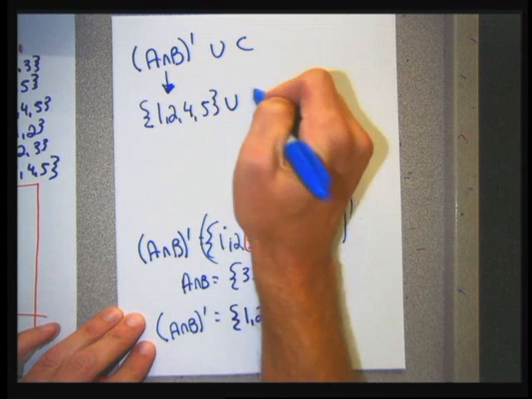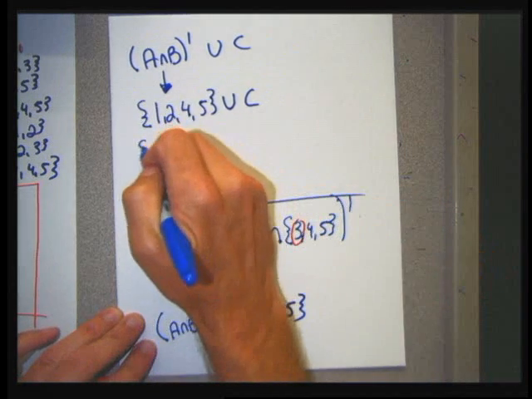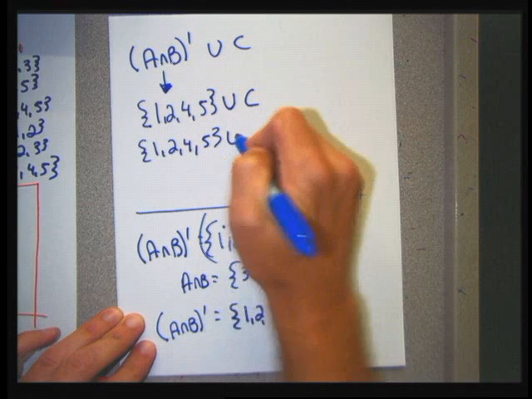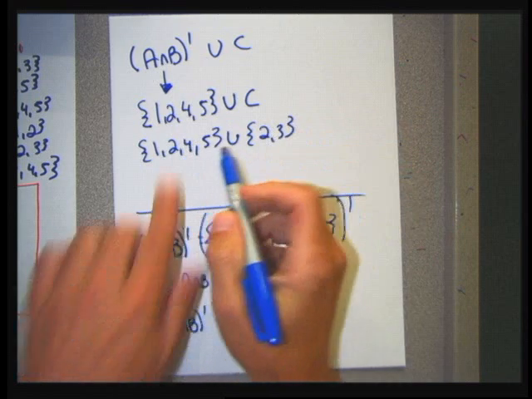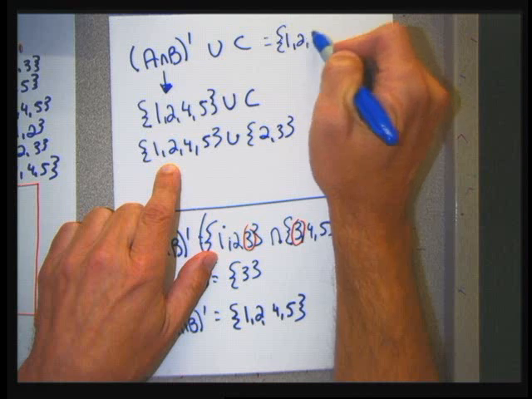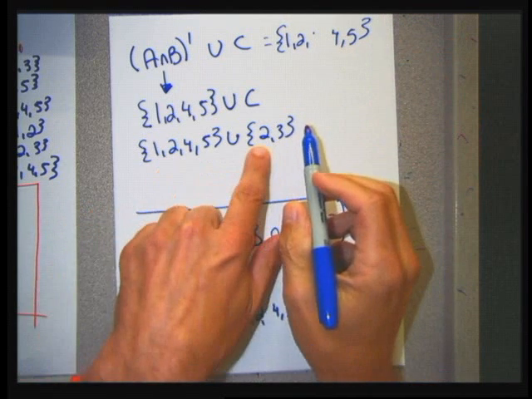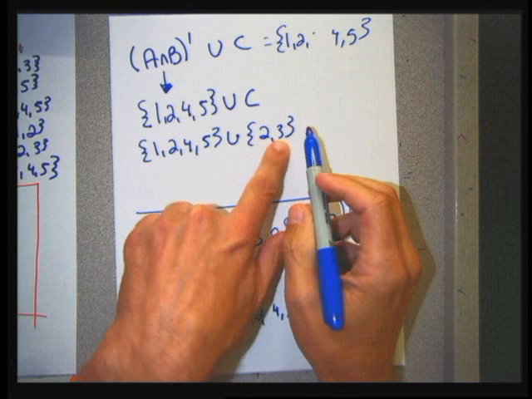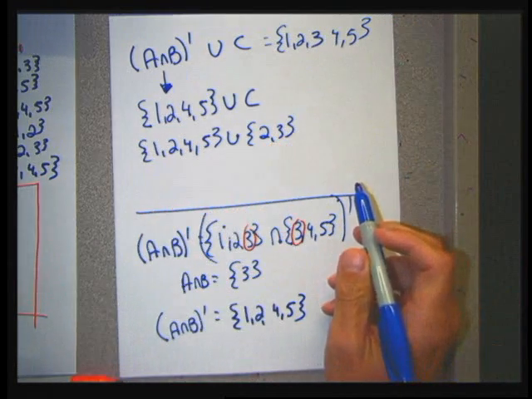Now I want to union that with C. And when I union these sets, I take the first set 1, 2, 4, and 5. I union it with the set 2 and 3. To do this, I take the entire first set, which is the set 1, 2, 4, and 5, and I add anything that the second set has that I didn't already list. I listed the 2 already. I don't need to list it again. I didn't list the 3. It needs to be in the union. The answer is going to be 1, 2, 3, 4, 5.